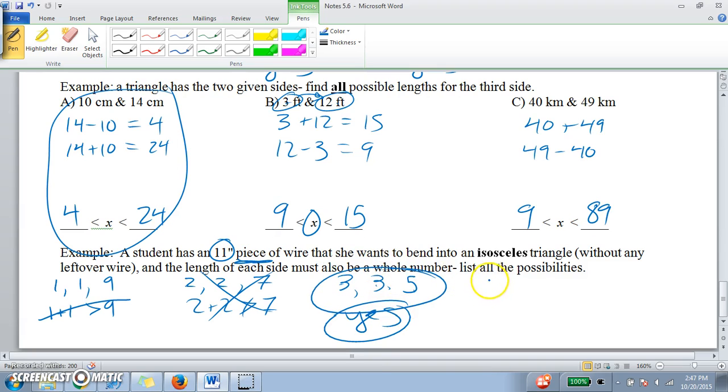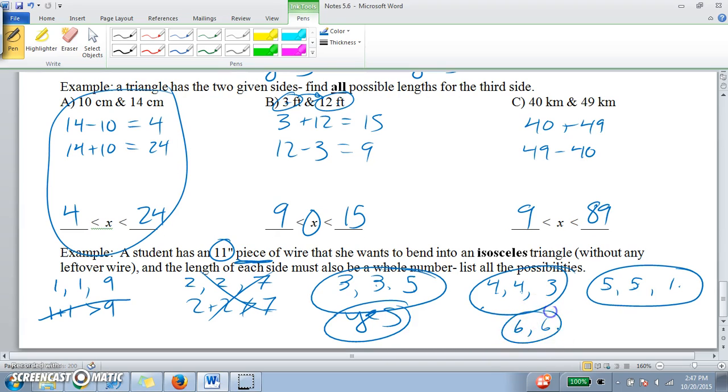If we check the next one, 4 and 4. 4 and 4 adds up to 8, so the leftover piece would be 3 units long. So we've got 4 and 4 adds up to more than 3. 3 and 4 adds up to more than 4, so this would work. Next possibility, 5 and 5, so that adds up to 10, so there would be a piece 1 unit long left over. 5 plus 5 is greater than 1, and 1 plus 5 is greater than 5, so this works. If we check the next one, 6 and 6, that puts us over 11 inches. And we've only got 11 inches to work with, so these are the only possibilities.